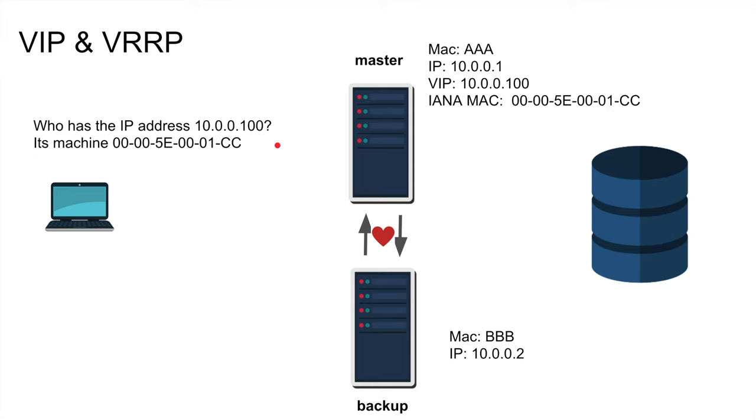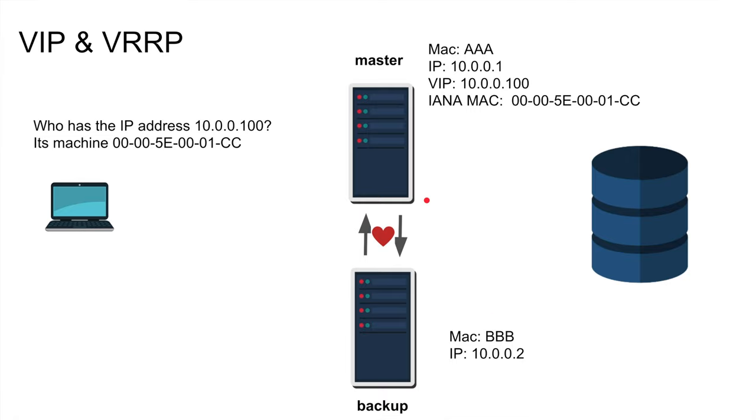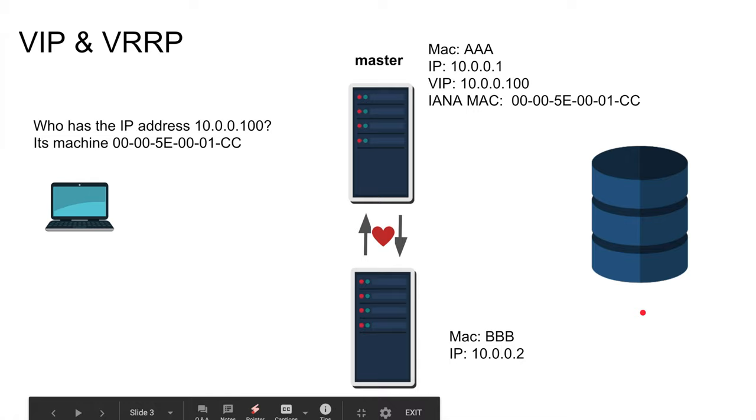So let's take an example. The first thing here, we have a web server, and we have another web server. It could be a load balancer. That's the most common configuration. Both of them are actually layer 7 load balancers. And they both have a physical MAC address and a physical IP address. So this one is AAA with 10.0.0.1. The other one is BBB with 10.0.0.2.